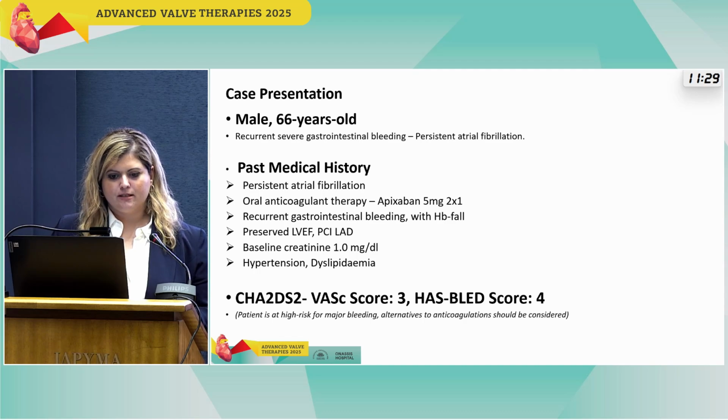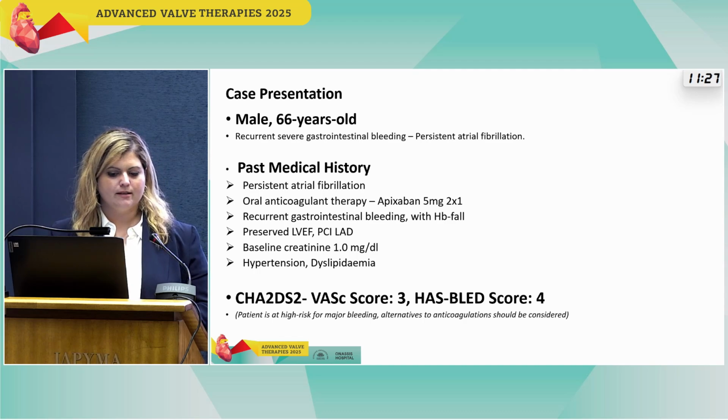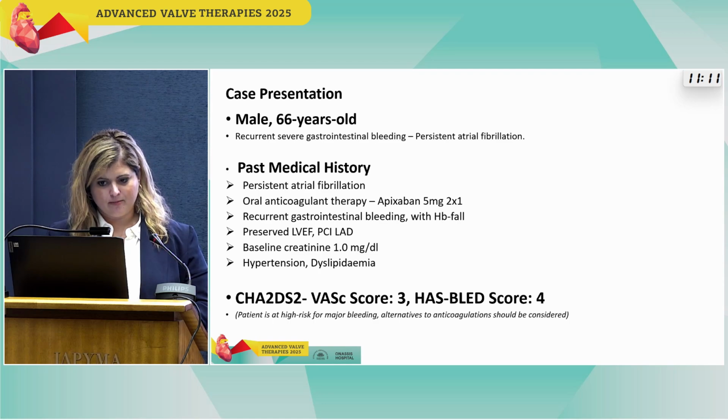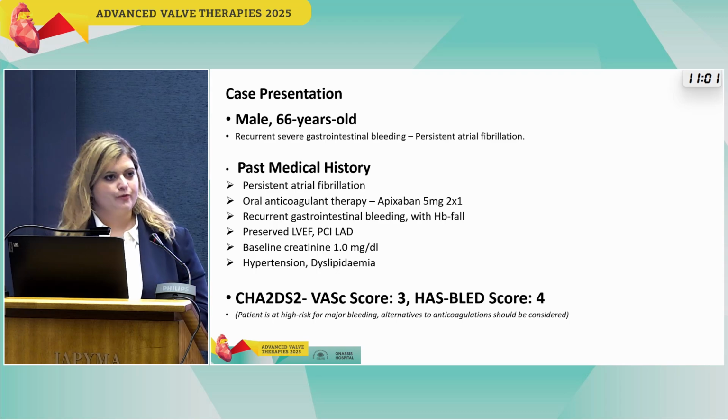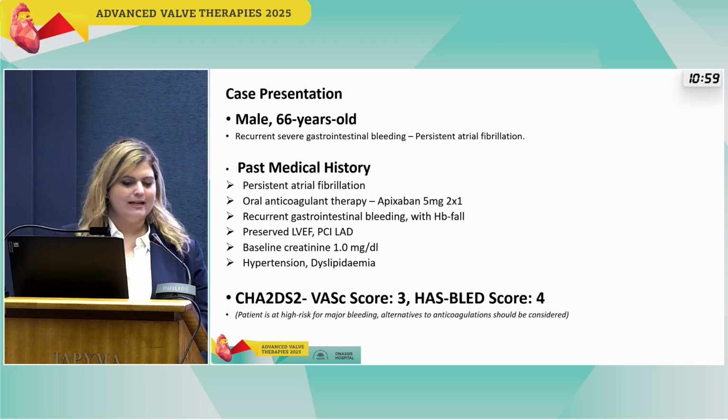It's about a 66-year-old male who is under oral anticoagulant therapy with apixaban 5 milligrams twice a day. The reason is the persistent atrial fibrillation that he's having, but unfortunately he suffers from recurrent severe gastrointestinal bleedings with transfusion need.